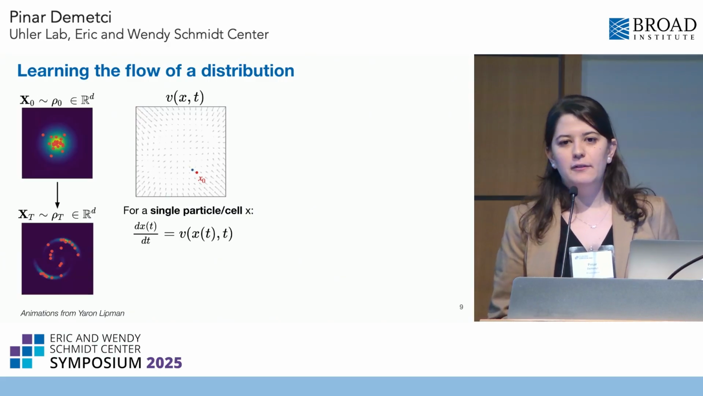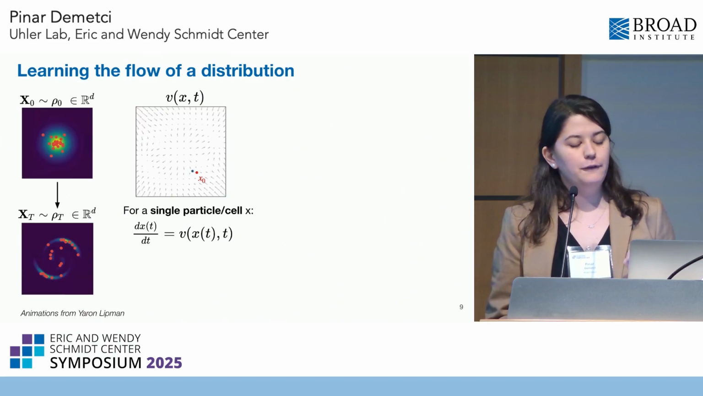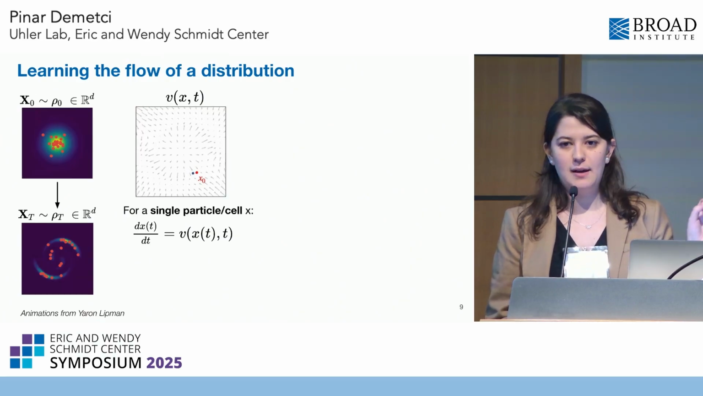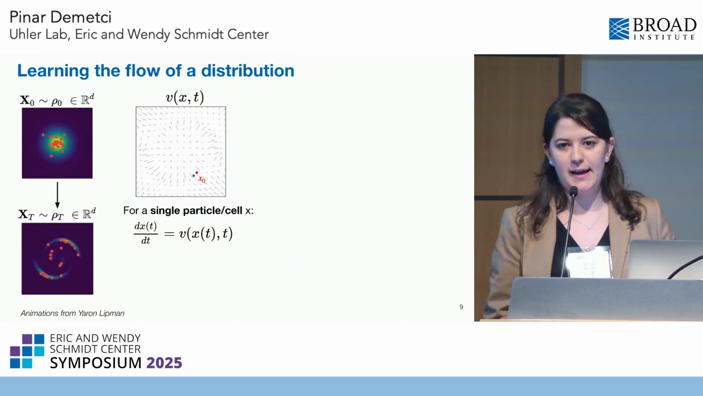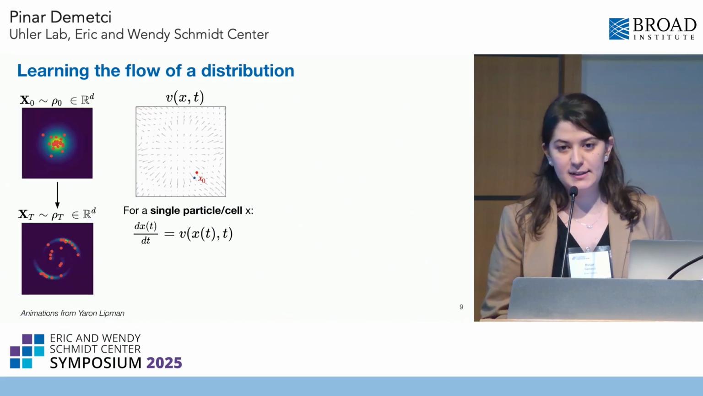Given this, the velocity field that we learn basically defines a flow that takes a cell that's at a specific location at time 0 to a different location in the gene expression space at a later time point. And you want to learn these velocity fields such that they can explain the data that we see.